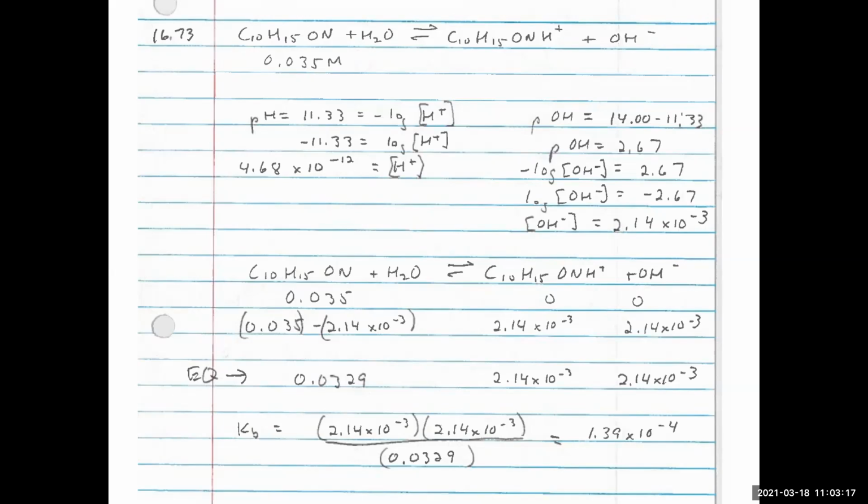So, okay. So what's some of the information we have? We have the concentration of it, 0.035 molar. We have the pH, 11.33. And we can write our reaction. It's the ephedrine plus water going to the protonated ephedrine and then hydroxide.